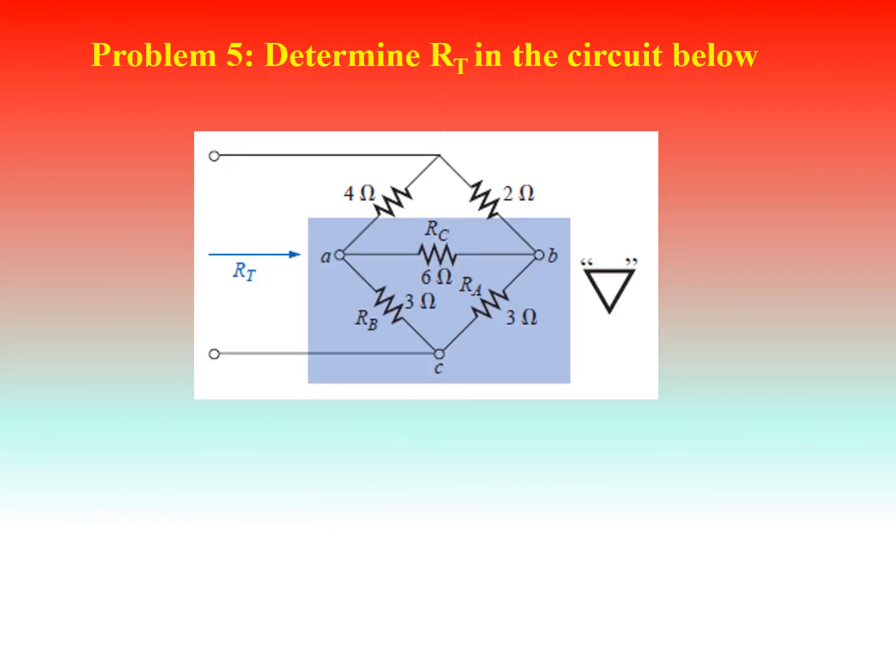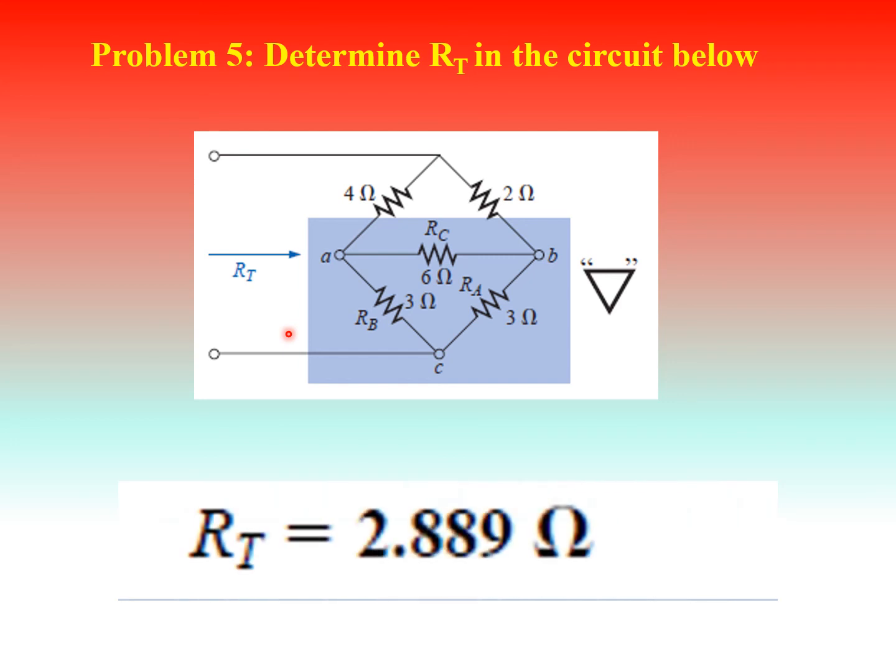This is another example where we have to convert the delta at the bottom, or you can even convert the delta at the top. It doesn't matter, if you convert either one, you will get the problem very easily. So in this problem, he is asking to convert this bottom delta into a star and solve the circuit for the equivalent resistance, that is RT, represented here. This problem I'm not going to do, you try it yourself. You should get the answer as 2.88 ohm.